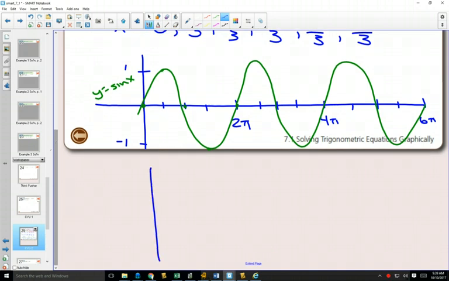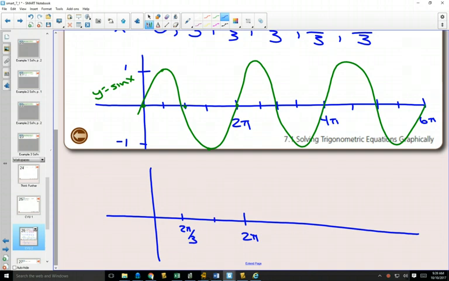This whole graph now gets compressed, here's 2 pi, to a period of 2 pi over 3. And now we have a full period right in there. So we go middle to max to middle to min to middle to max to middle to min to middle to max to middle to min. Perfect.